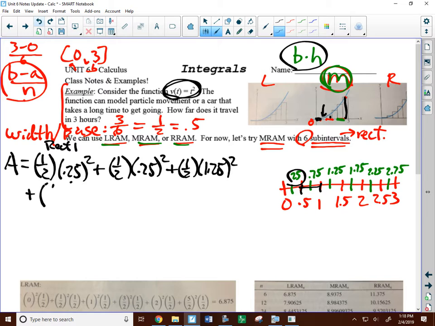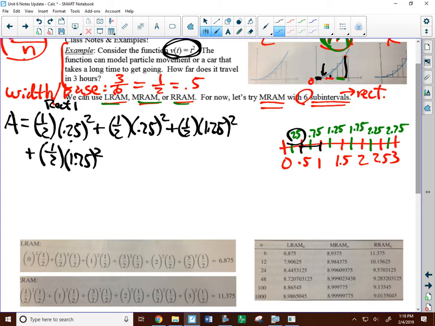Plus the fourth rectangle, 1/2 times the, what is it? Oh, that's 1.75 squared. That's a 2, by the way. 1.25. Okay, plus 1/2. This is the fifth rectangle, so I'm using 2.25 squared. Plus 1/2 times the last rectangle, 2.75 squared.